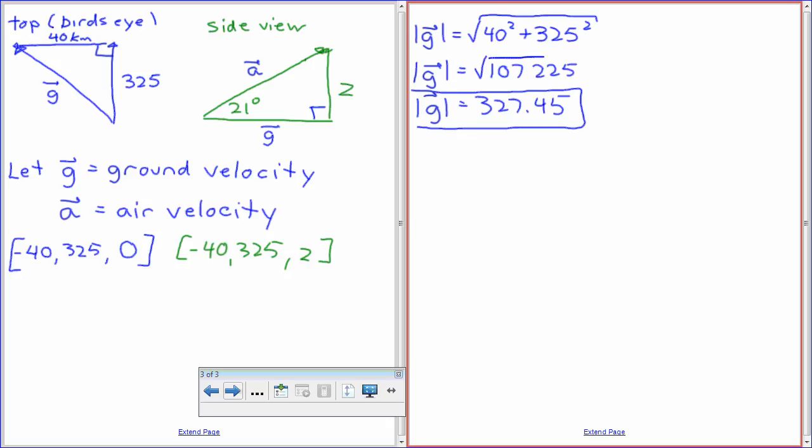Oh, I thought it was a million. I can't multiply in my head. Yeah, 1,000 times 1,000 is a million. Sorry. Okay, does an answer of 327.45 make sense for that triangle?